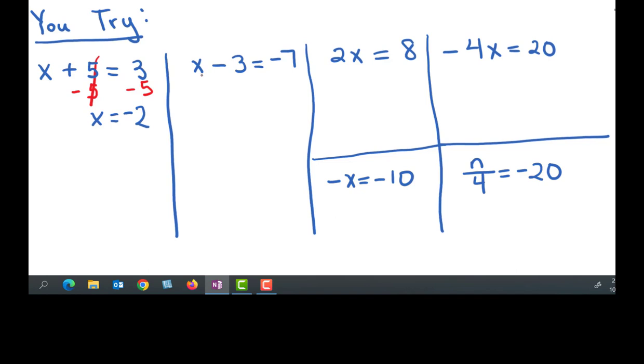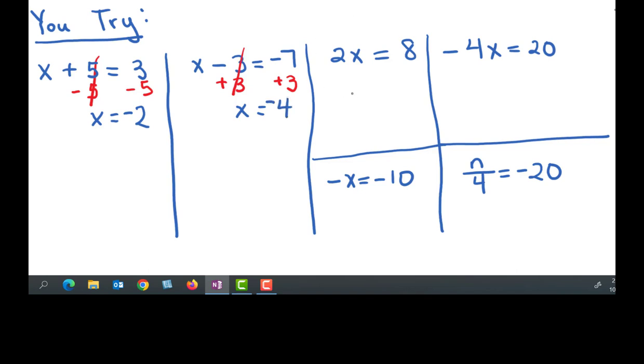Next problem, we want x. This 3 is subtracted from x. So to cancel a subtraction, we will add 3. That will cancel to 0. That's our plan. Both sides, this cancels out, leaves us x equals, come straight down. Different signs, subtract sign of the larger.